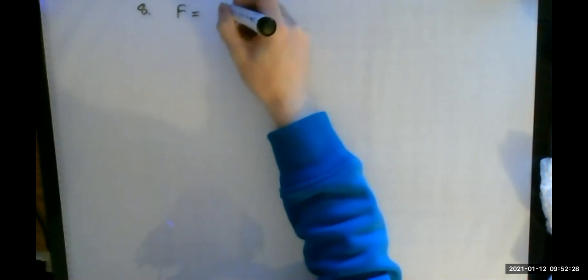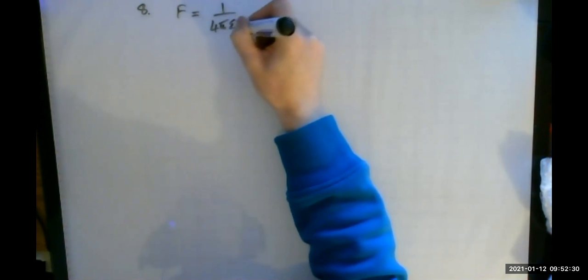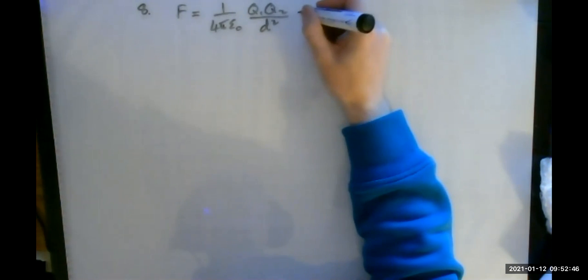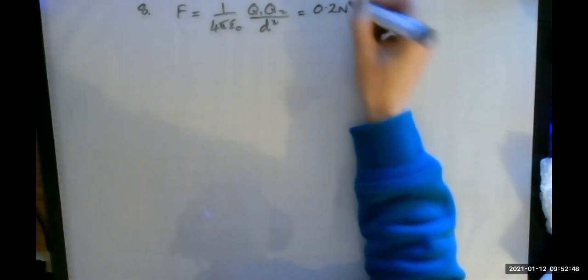Right. So the next question is on electric force. The force of repulsion F equals q1 q2 over 4 pi permittivity d squared. The force of repulsion between two identically charged particles is 0.2 newton.